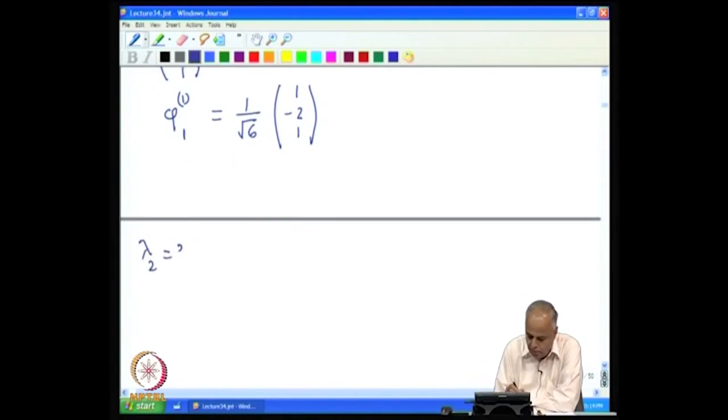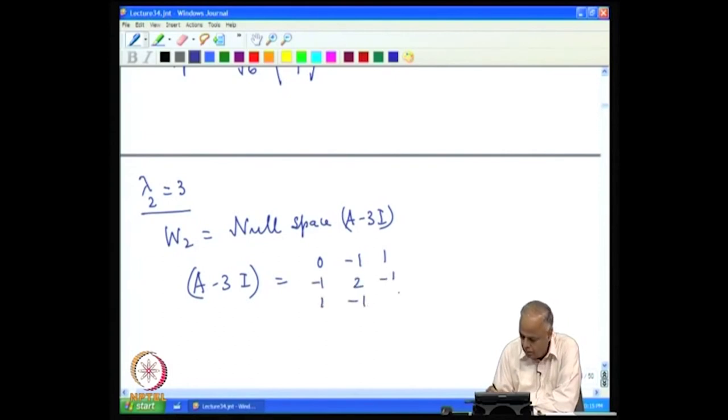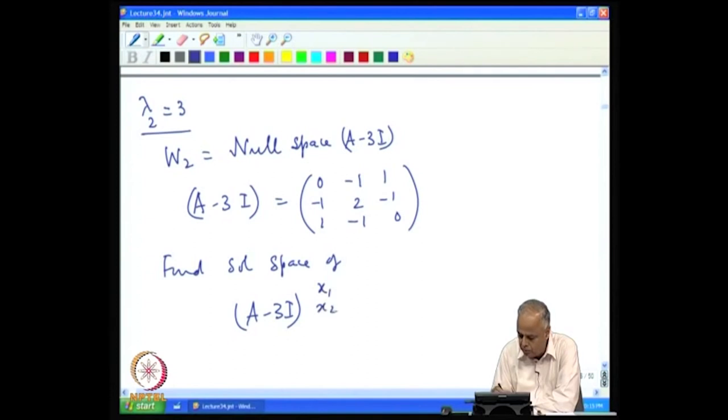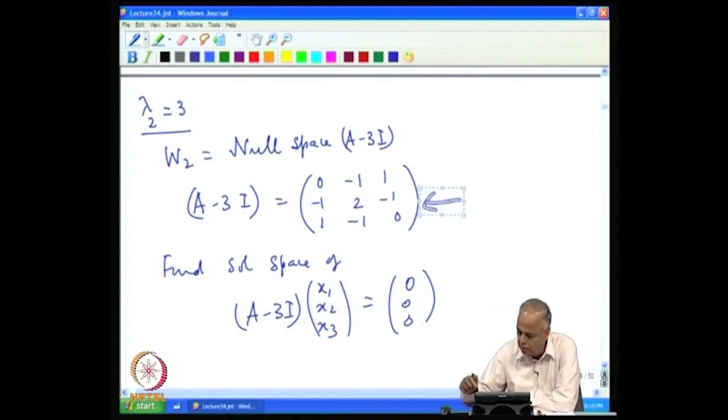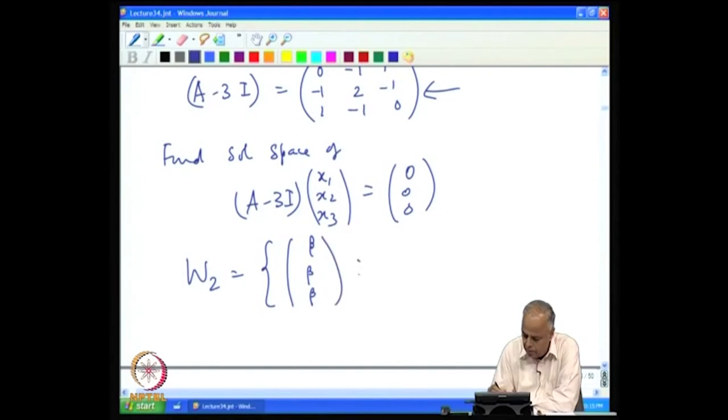Similarly, we have the eigenvalue lambda 2 equal to 3. So, we look at W2, the eigenspace, which is the null space of A minus 3I. Now, A minus 3I is obtained by subtracting 3 along the diagonal of A. When we do that, we get this matrix. And then we have to find the solution space of (A minus 3I) times (x1, x2, x3) equal to (0, 0, 0). When we solve this system, we get the solution as W2 equal to the set of all vectors of the form (beta, beta, beta), where beta belongs to R.